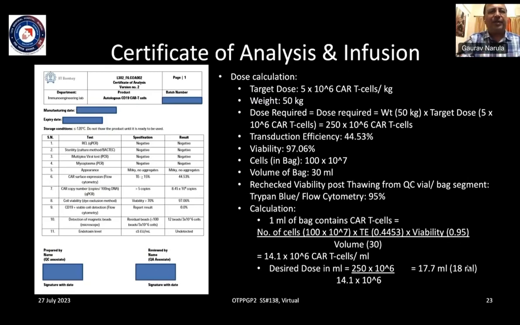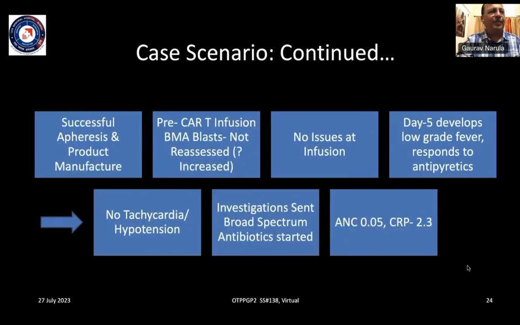If anybody's math is weak, you can have this in front of you. This is how the dose calculation is done, but I think it's a simple calculation if you get the flow of it. So let's get back to our patient now. The patient has undergone successful apheresis and product manufacture. Pre-CAR T infusion, we don't know the blast count, but because we knew it was 50% a few weeks ago, by now it might have become much more. We don't know. We go ahead and give the infusion.